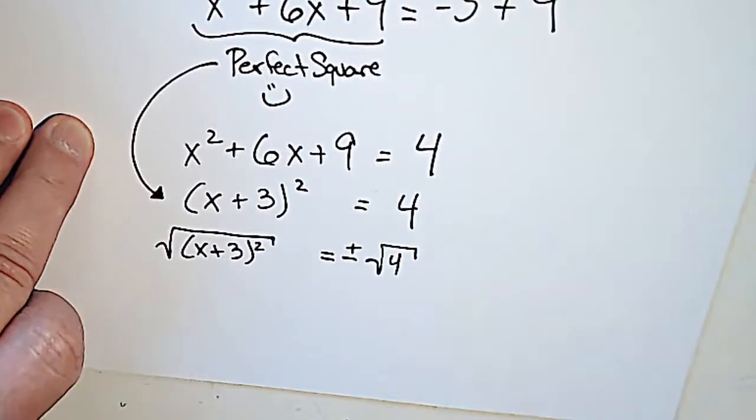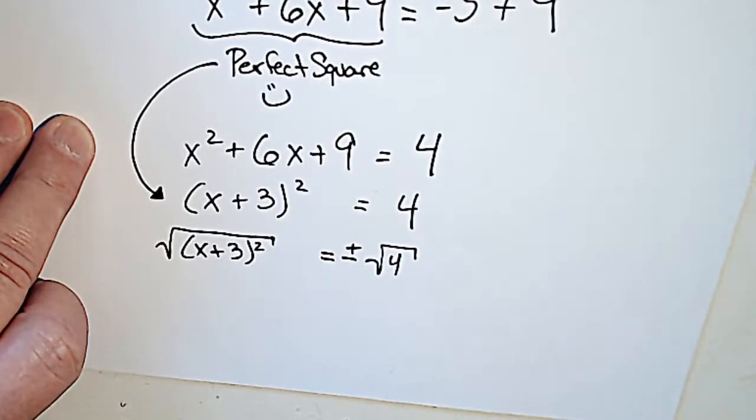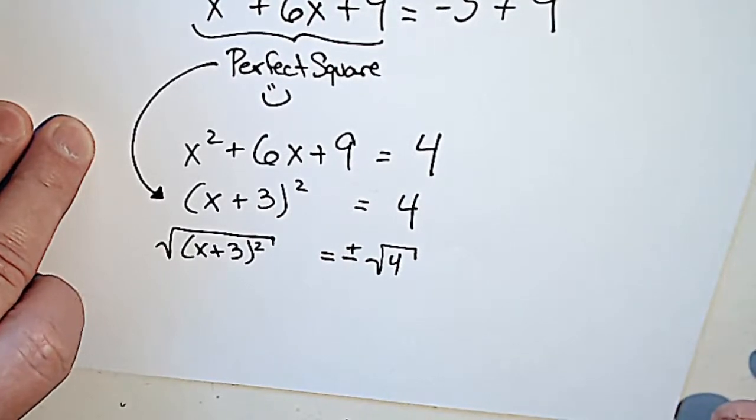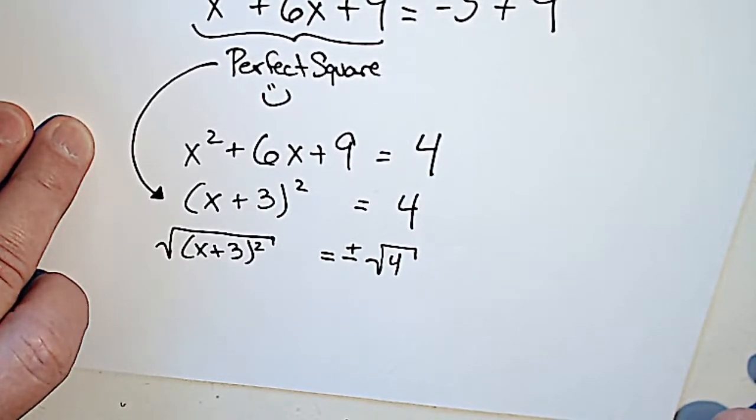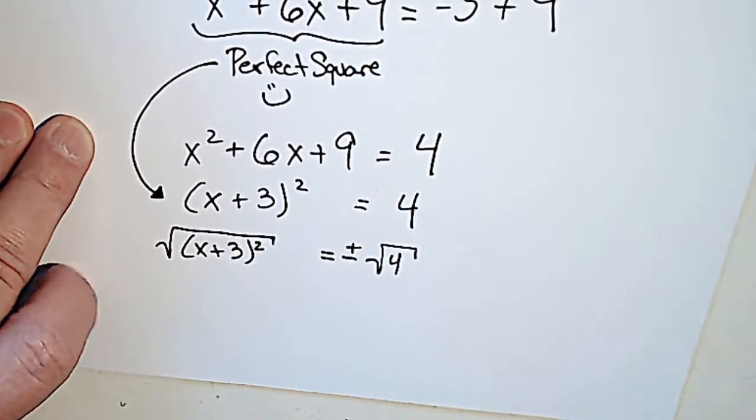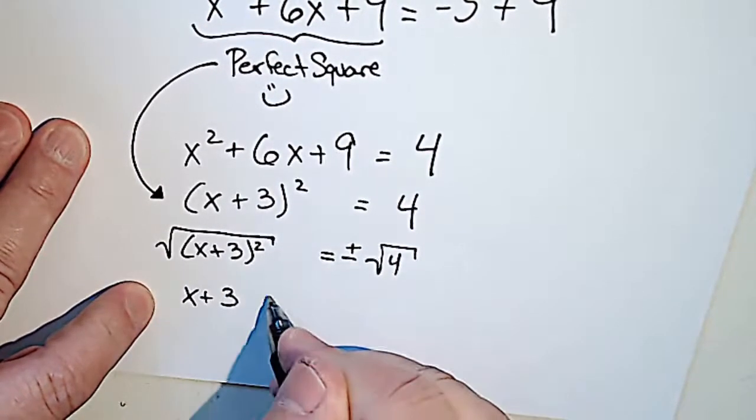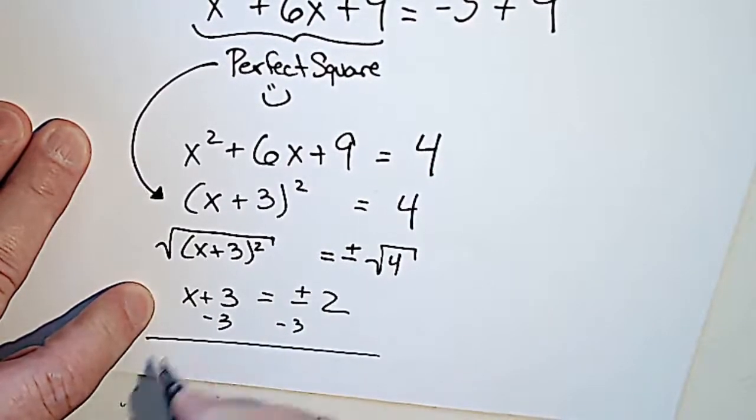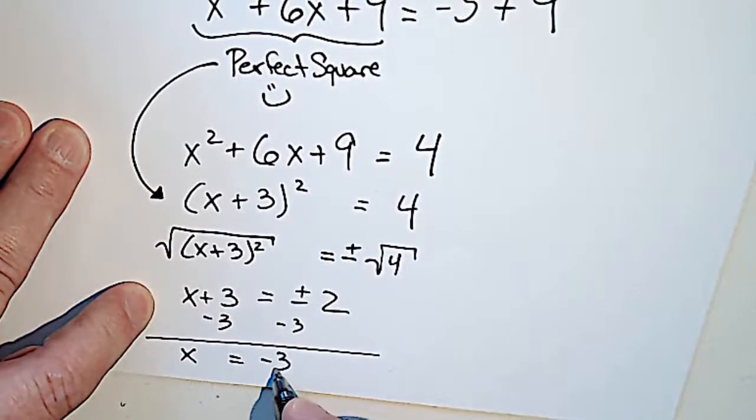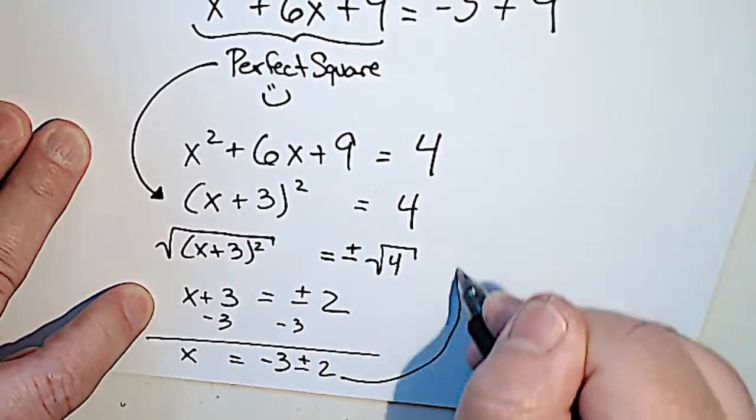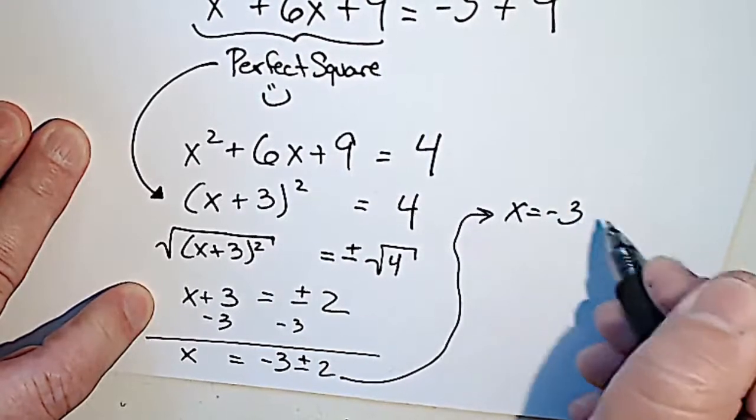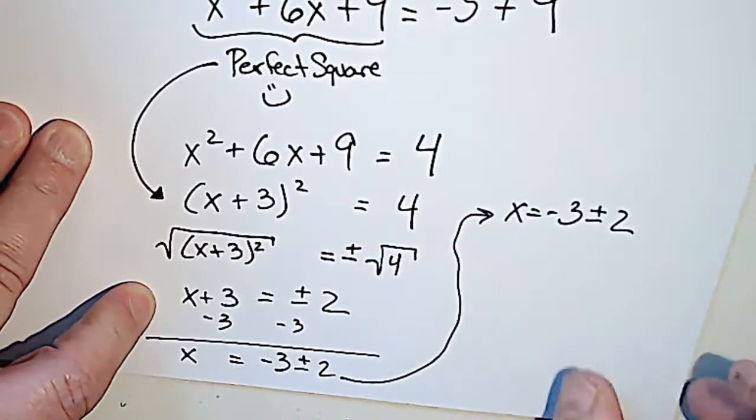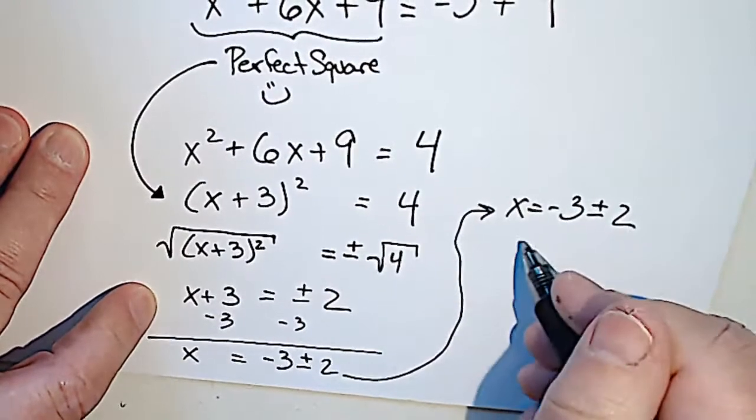Why? Because when you take square roots, when you take radicals of things, it totally forgets to consider the minus possibility, the negative possibility. So we've got to put it in for it. Square roots are very single-minded. They can only see pluses. So I got x plus 3 over here, and I got plus or minus 2. Subtract 3, subtract 3. I get x equals -3 plus or minus 2. Okay, lovely. What does that mean?